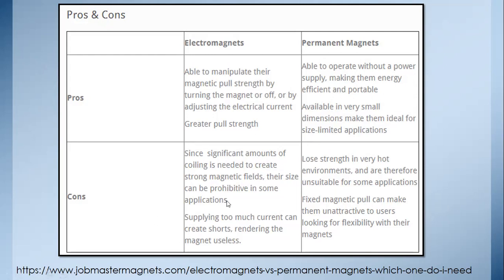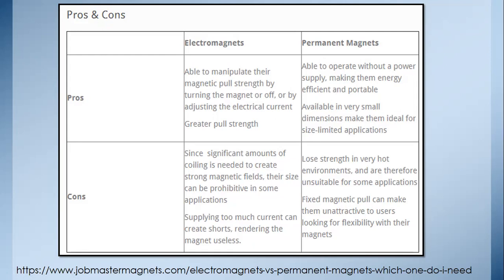Then the disadvantage of electromagnets. We need a coil to make a magnet, and if you need a strong magnet, then you need a significant amount of coils. And also we need a power supply, right? And also we need to supply that current using a coil or a wire. So we need to find suitable wires to make these electromagnets. So it is a little difficult to create electromagnets.